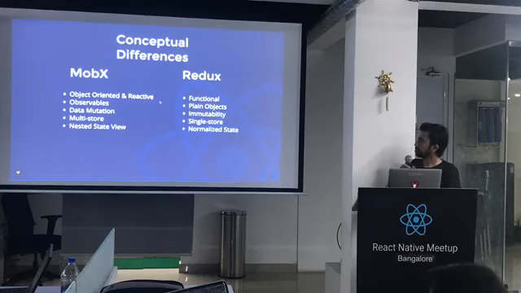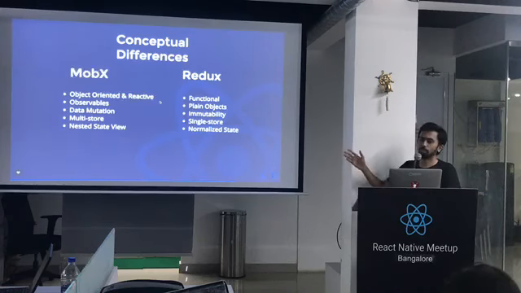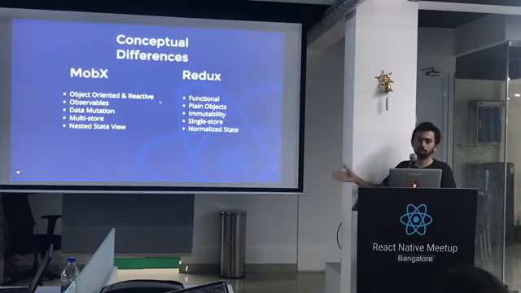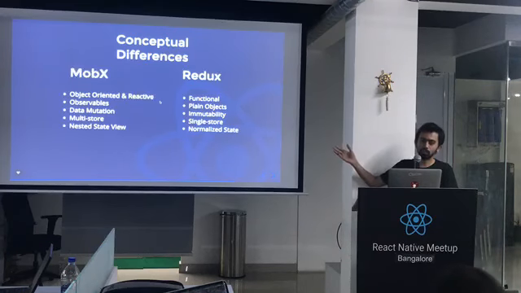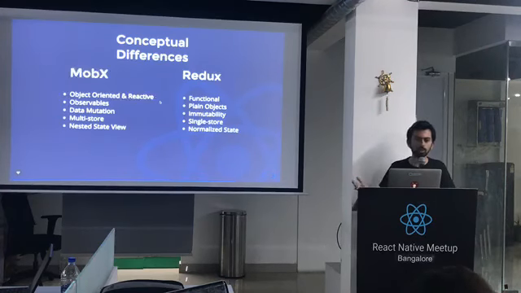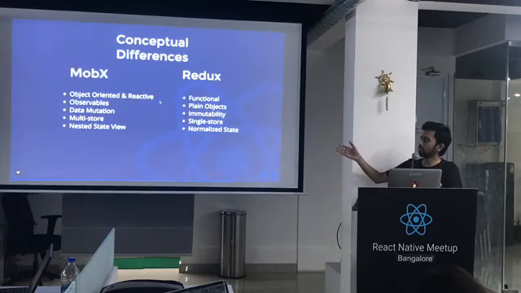So in MobX, we have object-oriented, and in Redux we have functional programming. There is kind of a wall between object-oriented programming and functional programming. I think most of you, if you are from Java, will be familiar with object-oriented programming, and it is easier to get started with. So MobX is good for beginners, and Redux is functional, so it works on pure functions.